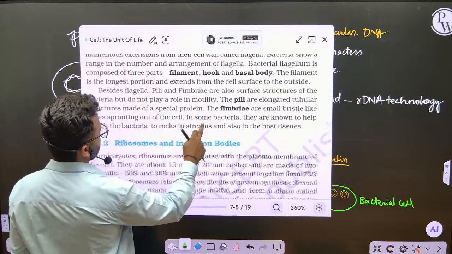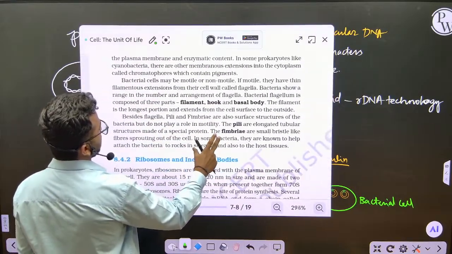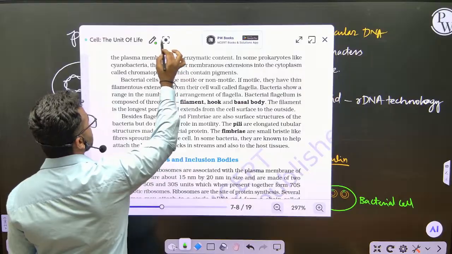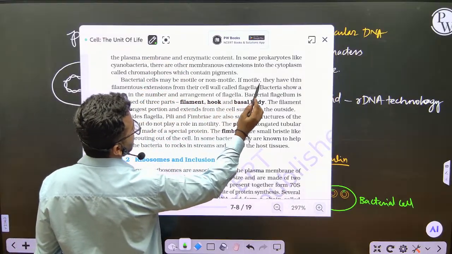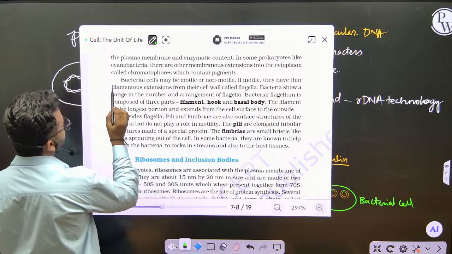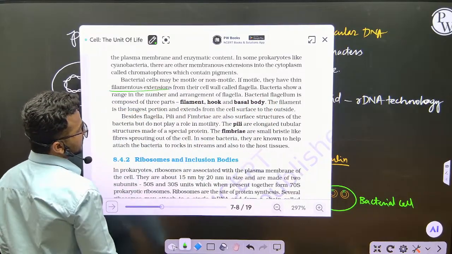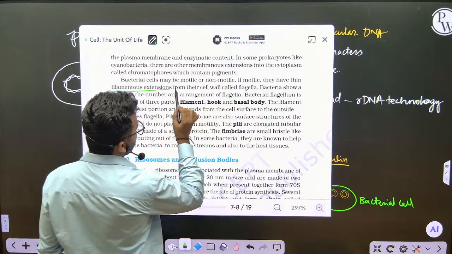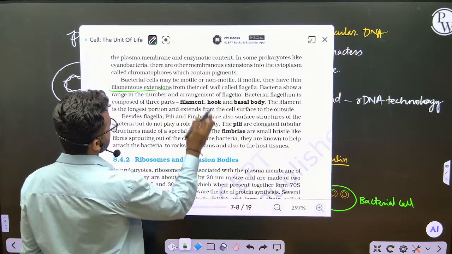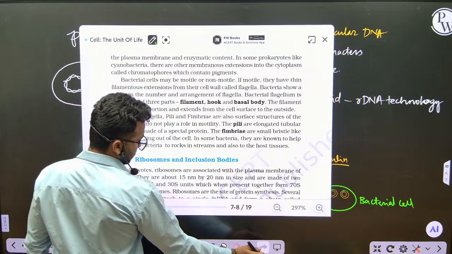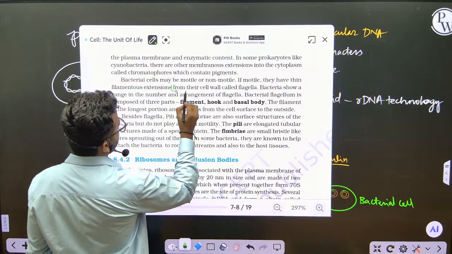Coming here, see here, this I wanted to show here. In case of bacterial cells, motile or non-motile, if motile, they have a thin filamentous extension. So that is from their cell wall. See, you need to note here, from their cell wall.